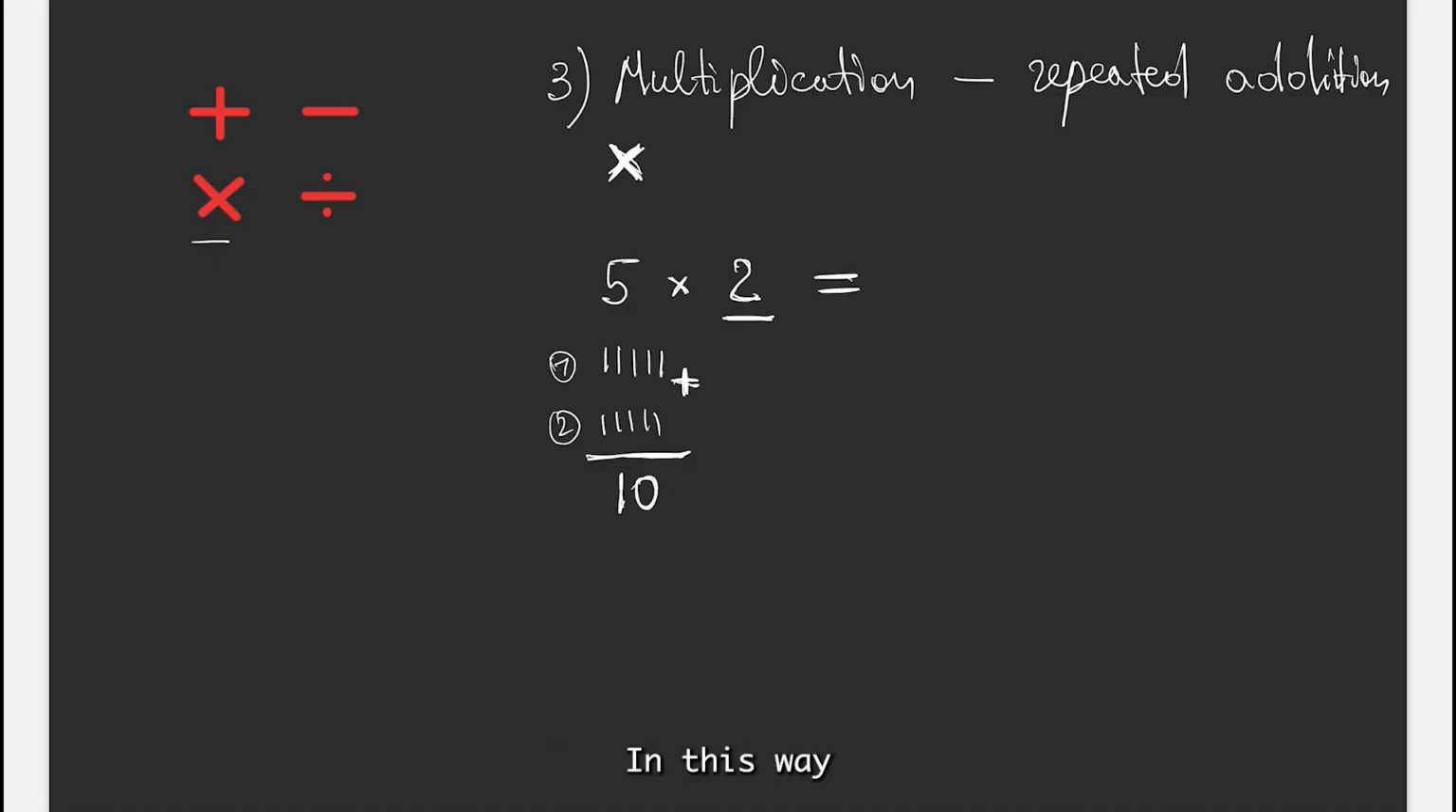In this way multiplication is working. So you have 10. But let's take the objects example.